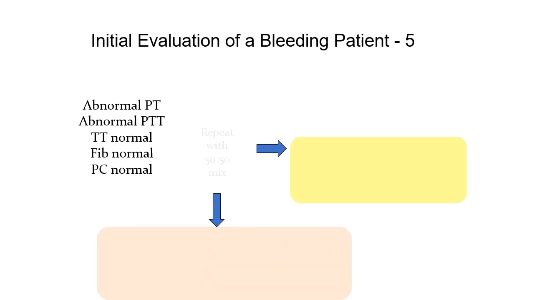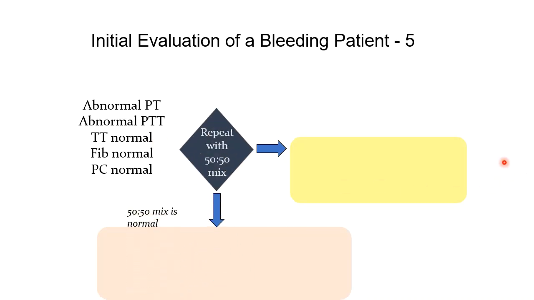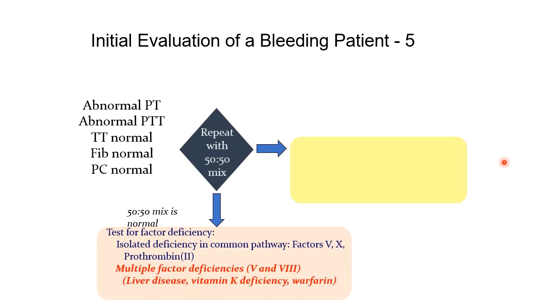And the fifth scenario where both the PT and APTT are abnormal, but your TT, fibrinogen and platelet count are normal. Again, we will do a 50-50 mix. If it corrects, then we are talking about factors of the common pathway like factor 5, 10 and prothrombin, or multiple factor deficiencies like for instance factor 5 and 8, which is a common combination, or it could be liver disease, vitamin K deficiency or warfarin.